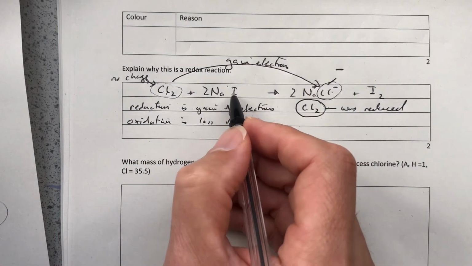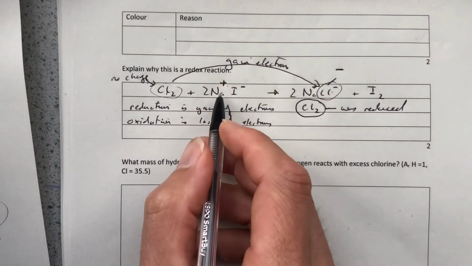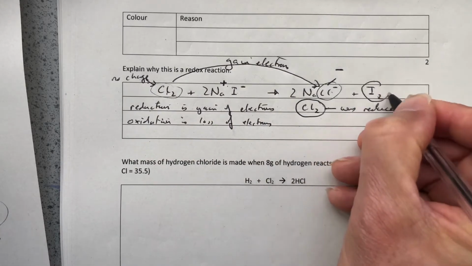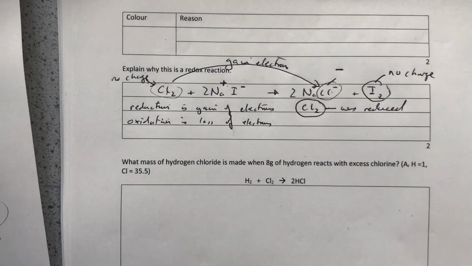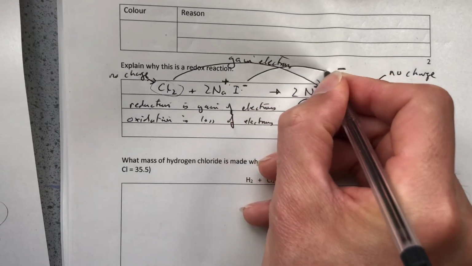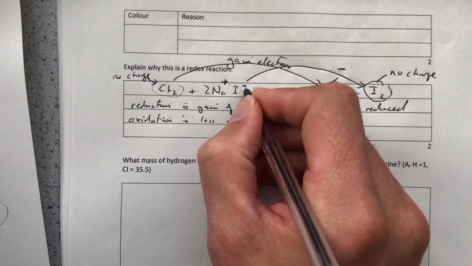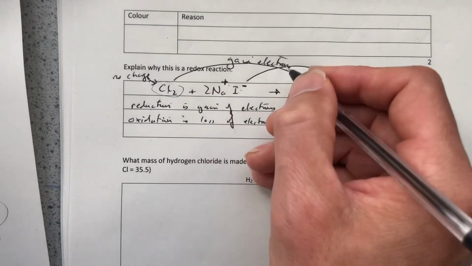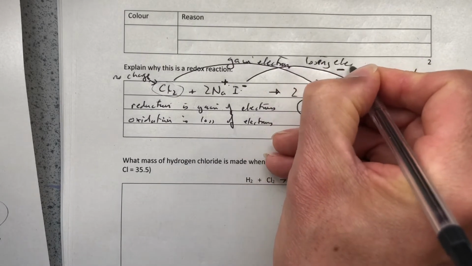Next one. This was Na positive and I minus. So the I minus went to iodine. Iodine is an element, so no charge. We've gone from negative charge to no charge. How do we do that? Remember, the protons can't change, so only electrons can change. How do we lose a negative charge? We lose an electron, because electrons are negative charge. So that's losing electrons.